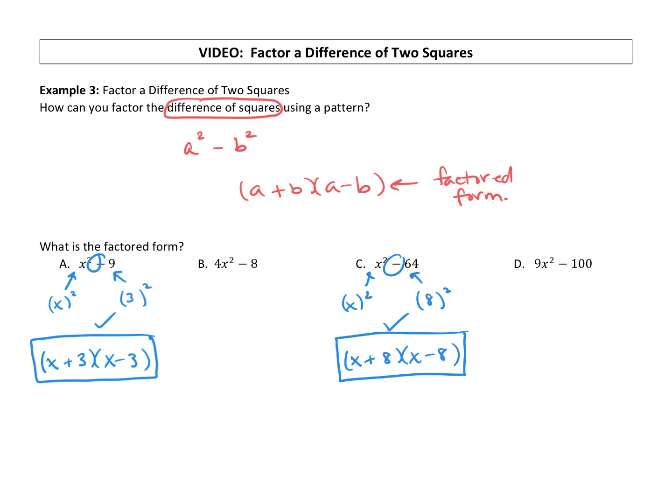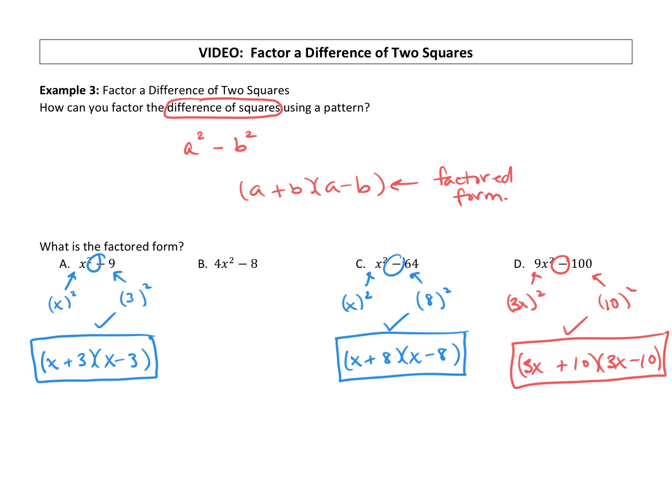Part D, I want to move to that one next. Do we square anything to get a 9x squared? And because 9 is a perfect square, 3 times 3 is 9, we square a 3x to get 9x squared. Do we square anything to get 100? Yep, 10 squared. And we have subtraction, so that's a difference of squares. That will factor into the sum times the difference, so (3x plus 10) times (3x minus 10).